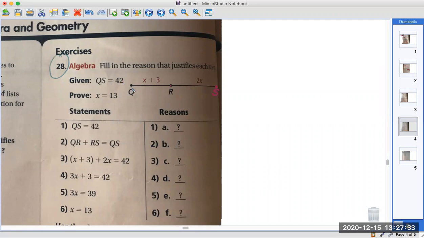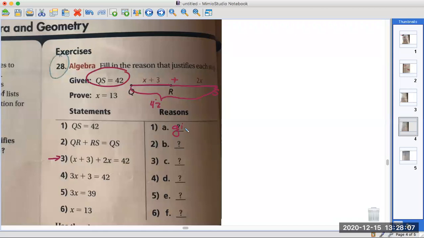Given QS is 42. Yep, it's going to be in there. So the whole thing is 42. So I like to mark that. From here to here is 42. So the two parts, this segment plus this segment is equal to the total. That's where my equation comes from. This part plus this part equals 42. Notice it's right here. X plus 3 plus 2x is 42. And so the first step, QS is 42, is given.